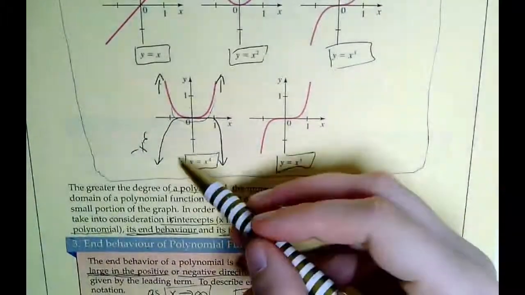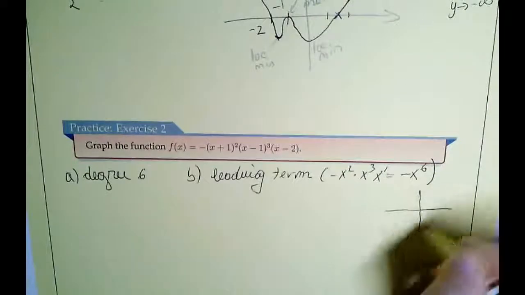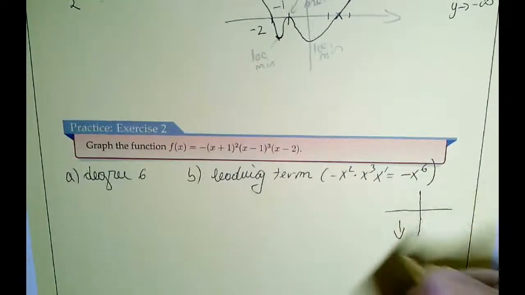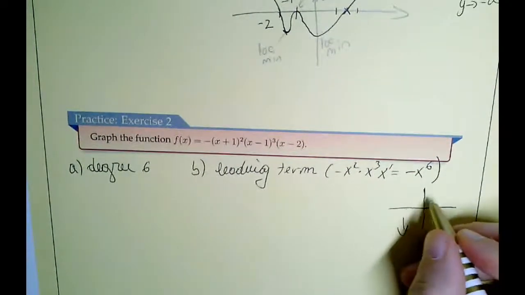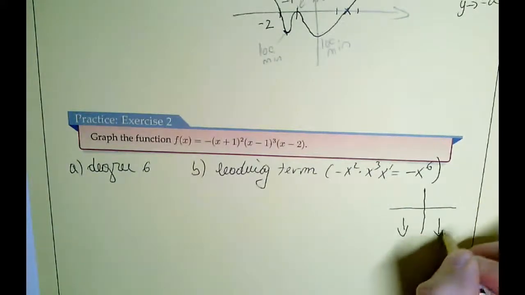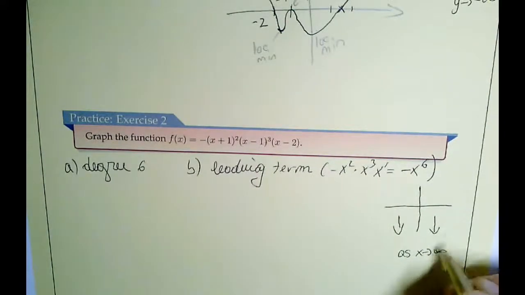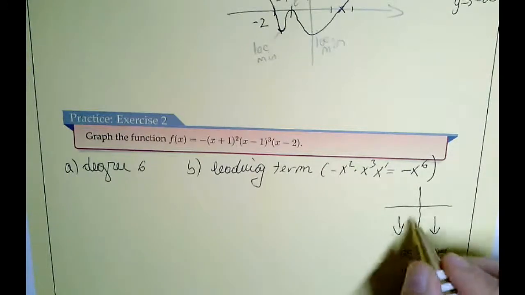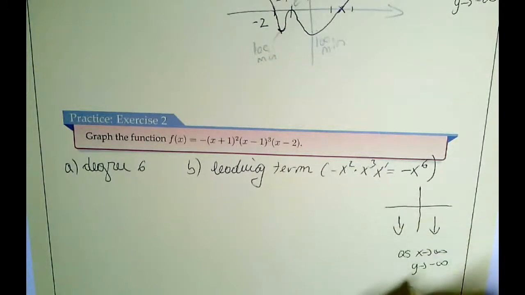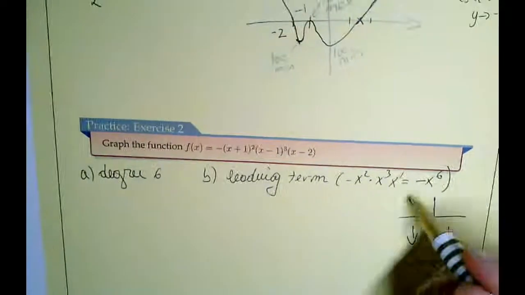So basically, what's the end behavior? Well, it looks like it's going to start from down below in here, and then whatever it's doing, it's going to start here, and then it's going to end here. So in other words, as x goes to infinity, the y goes to negative infinity, and as x goes to negative infinity, the y goes down as well. So this is the end behavior.